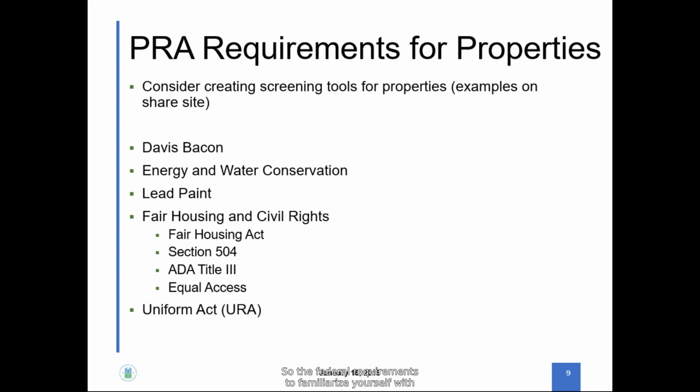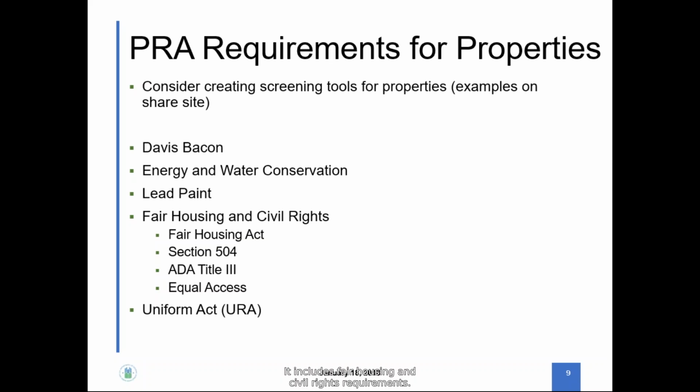So the federal requirements to familiarize yourself with include Davis-Bacon. Davis-Bacon requires that contractors and subcontractors must pay their laborers and mechanics employed under the contract no less than the locally prevailing wages and fringe benefits for corresponding work on similar projects in the area. It also includes energy and water conservation. So you must ensure that the new construction properties meet energy and water conservation requirements. It includes lead paint requirements. So for properties originally constructed before 1978, the grantee must ensure that they meet lead safety guidelines.